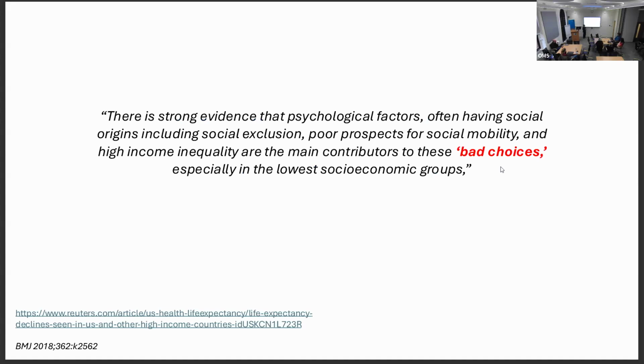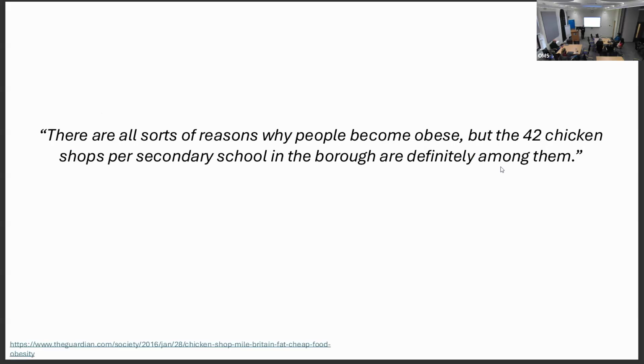So this was from the BMJ in 2018, and it basically says something that we all know. The lowest socioeconomic groups are unhealthy, and they have these "bad choices", in quotations. The unhealthiest people, the people of lowest socioeconomic status, are making bad choices. And the question here is, what choices do they have?